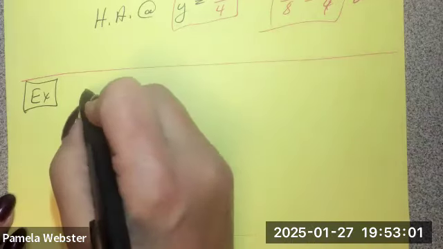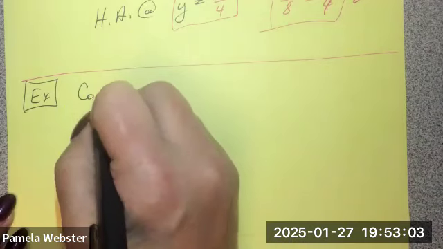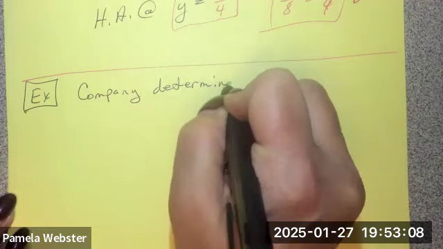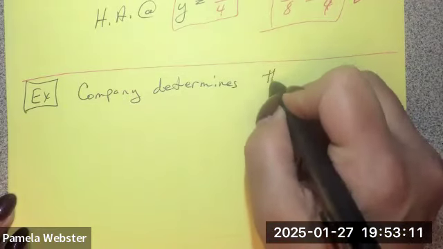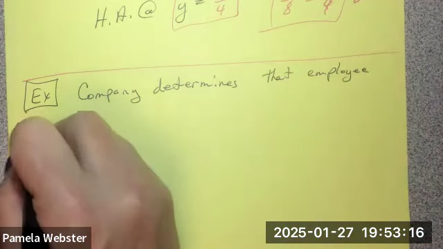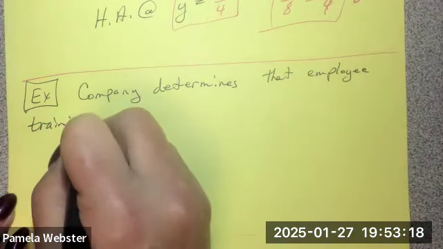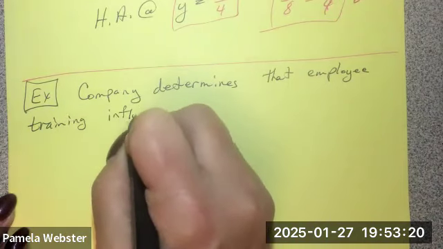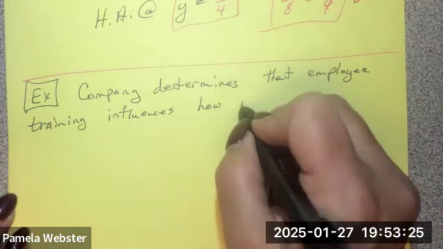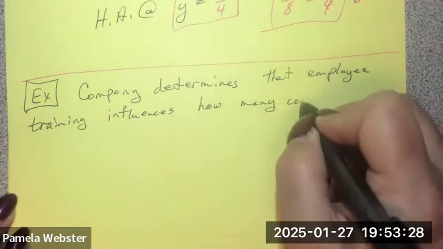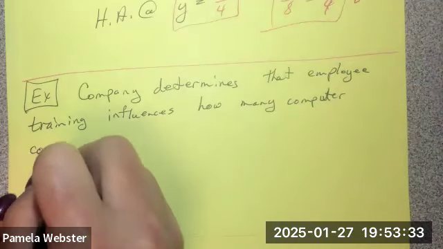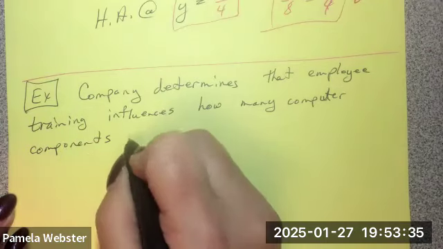There's an example that says a company determines that employee training influences how many computer components an employee can assemble.